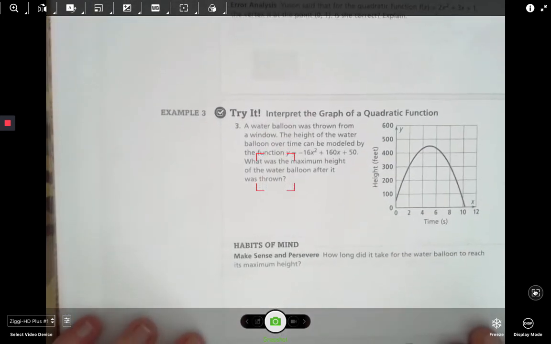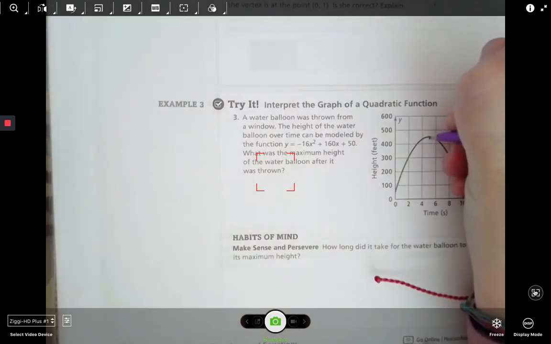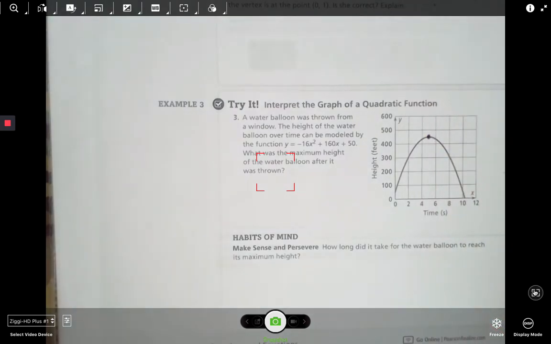Alright, this next one's a word problem. It says a water balloon was thrown from a window. The height of the water balloon over time can be modeled by the function y is equal to negative 16x squared plus 160x plus 50. What was the maximum height of the water balloon after it was thrown? So the maximum is going to be like where your vertex is, right? And they want us to know basically what our vertex of this equation is. So to figure out what the maximum height, we have to first figure out what h and k equal.